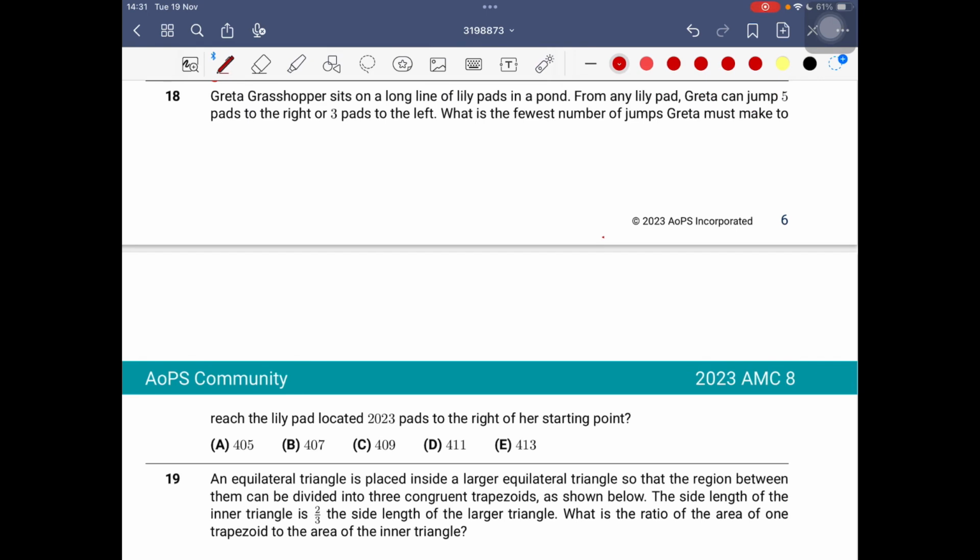Grasshopper jumps 5 pages to the right, 3 pages to the left. So with a jump to the right, we make plus 5, with a jump to the left, we make minus 3. And we want to locate 2023 out of that. So from here, 5R becomes 2023 plus 3L. This must be easier because we can guess the last digit of 5R can be 5 or 0.